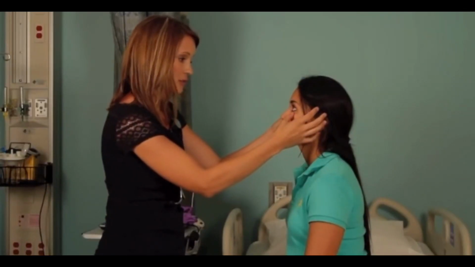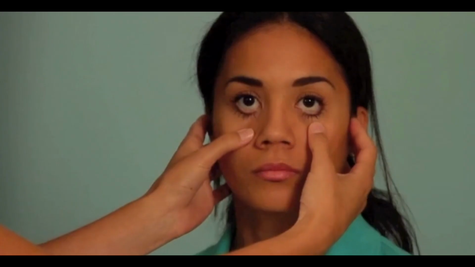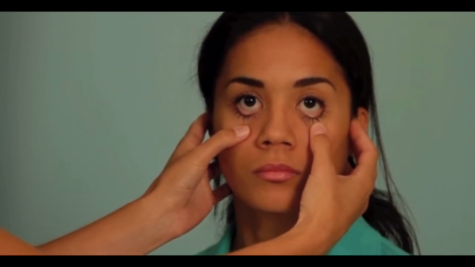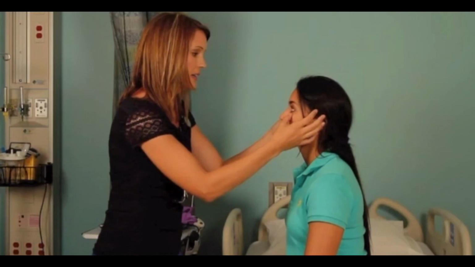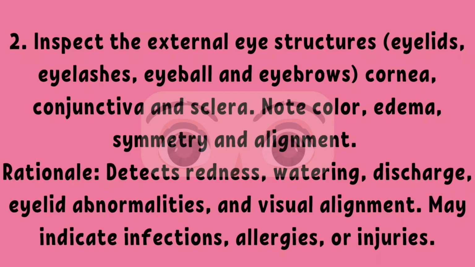2. Inspect the external eye structures: eyelids, eyelashes, eyeball and eyebrows, cornea, conjunctiva and sclera. Note color, edema, symmetry and alignment. Rationale: detects redness, watering, discharge, eyelid abnormalities, and visual alignment. May indicate infections, allergies, or injuries.